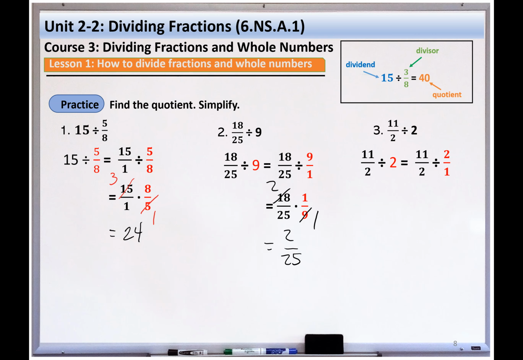11/2 divided by 2. I have to convert 2 to an improper fraction. Now I can multiply by the reciprocal. In this case, there's nothing to simplify. 11/4, which is 2 3/4.